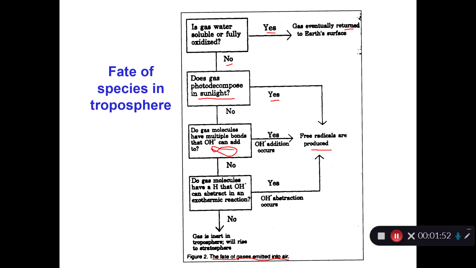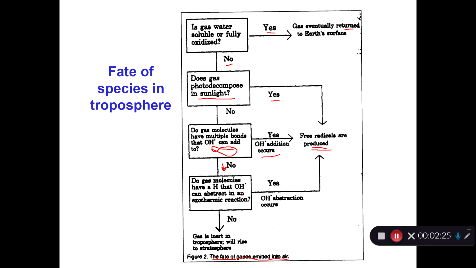If it can't undergo direct photolysis, then the question is, does the gas molecule have multiple bonds that OH can add to? Hydroxyl radical is probably the next best thing to direct photolysis, and we know that hydroxyl radical prefers to add to double bonds. So the first question is, does it have a double bond? If so, then hydroxyl radical adds on to the chemical and forms, you guessed it, a free radical. If the answer is no, then we ask, does it have a hydrogen atom that OH could abstract?